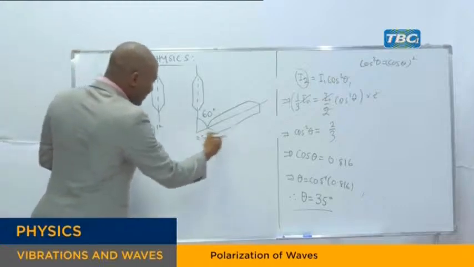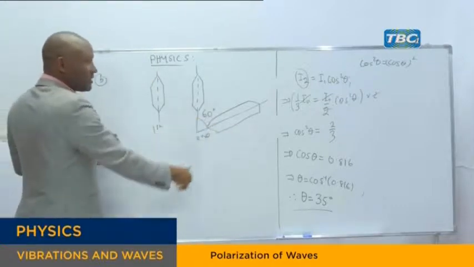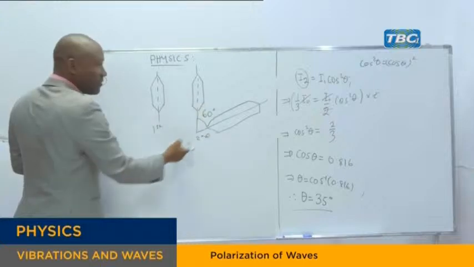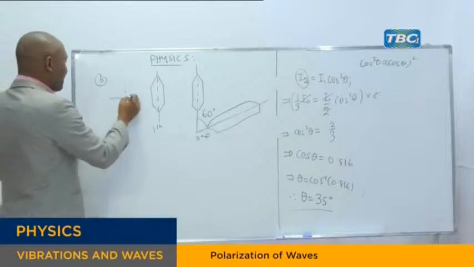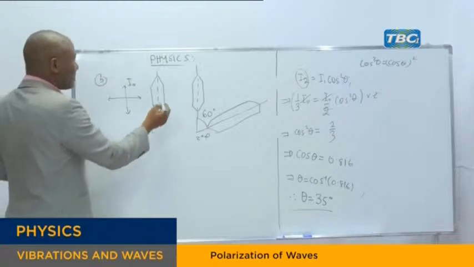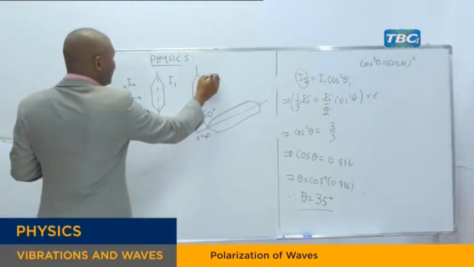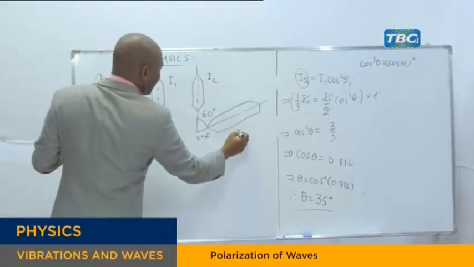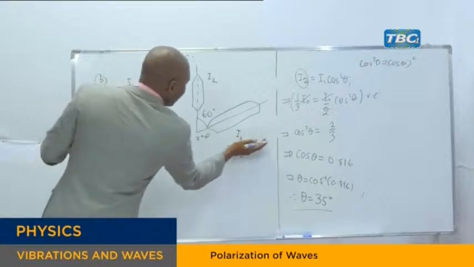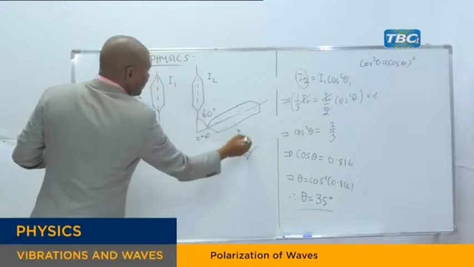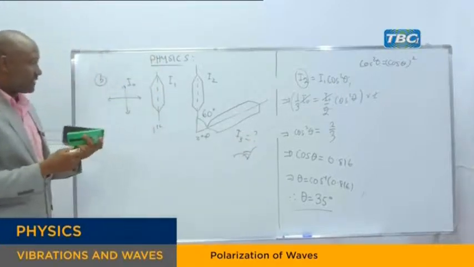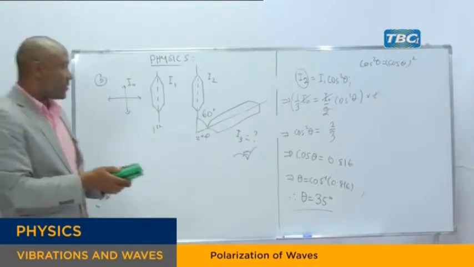Okay, horizontal here, we have this angle is 30 degrees, which makes 90. So our aim here is this angle here. Find the final intensity of the light transmitted. So we had our original polarized light here. Let's assume it's polarized light. And then we have I1 here. We have I2 here. And then we have I3. You can observe the intensity of the final light after passing through these different polaroids.